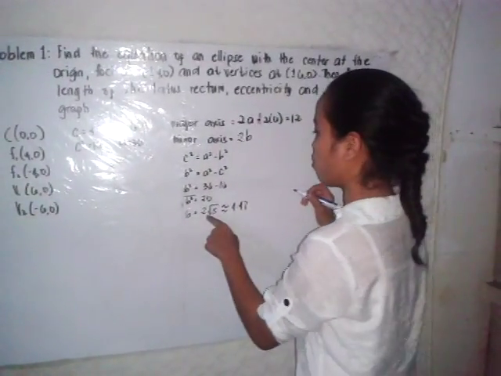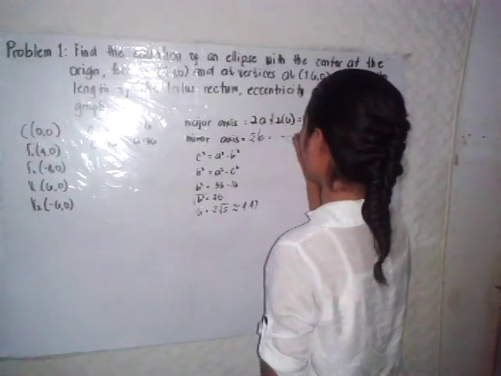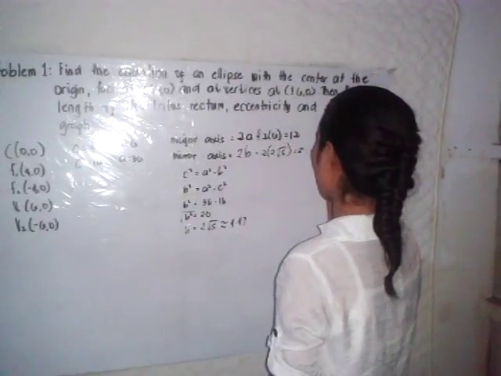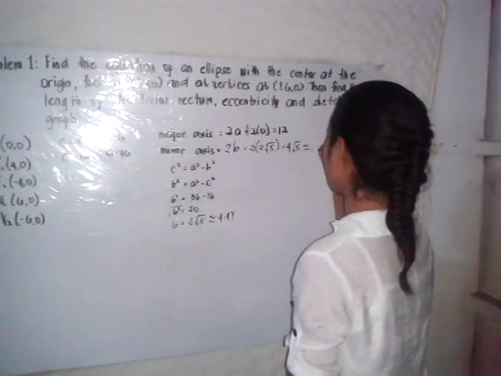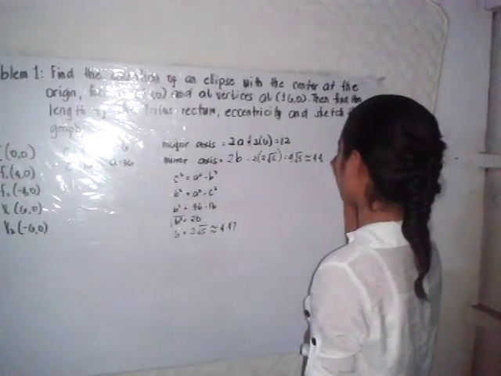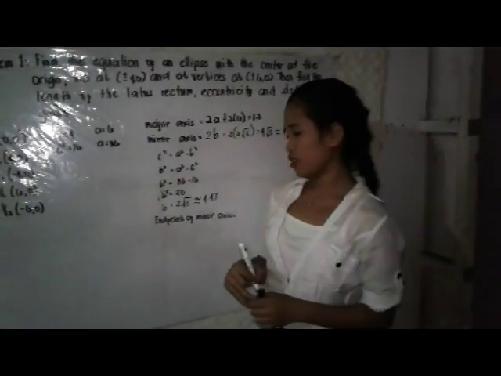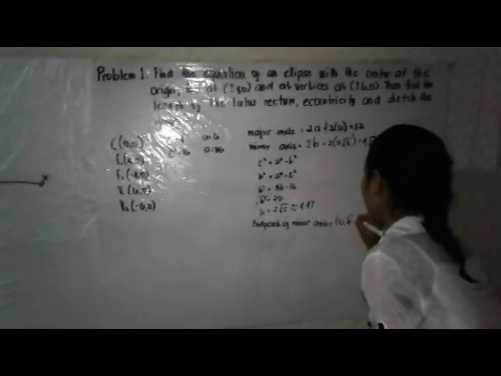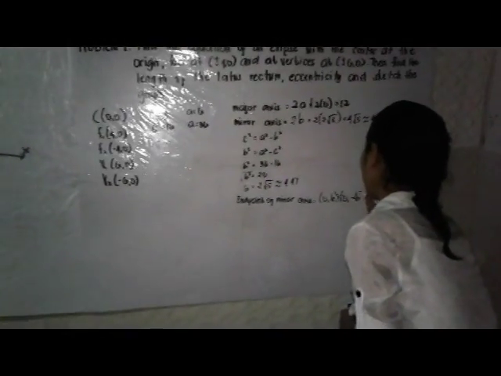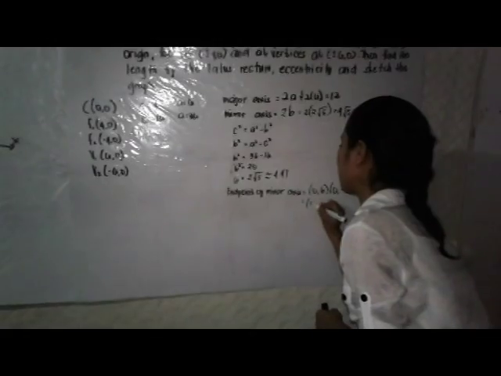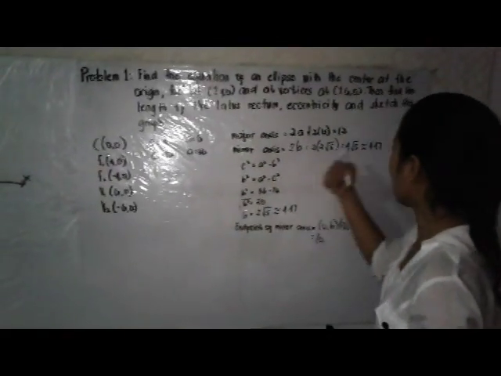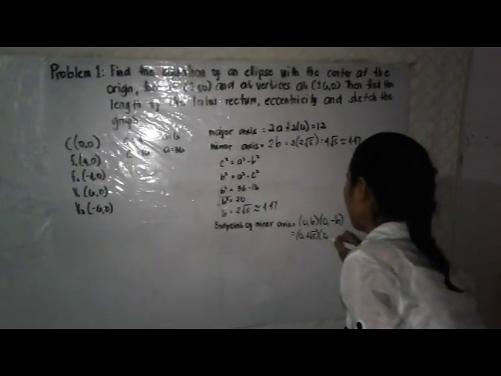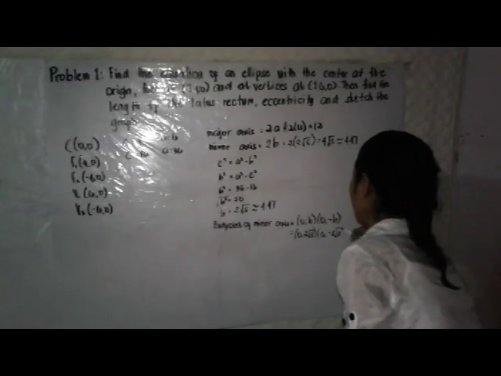Now that we have the value of B, let us find the length of our minor axis. 2B is equal to 2 times 2 square root of 5, which is 4 square root of 5, or approximately 8.94. Now, let us proceed to the endpoints of our minor axis, which are 0, positive B and 0, negative B. So we have 0, positive 2 square root of 5, and 0, negative 2 square root of 5.